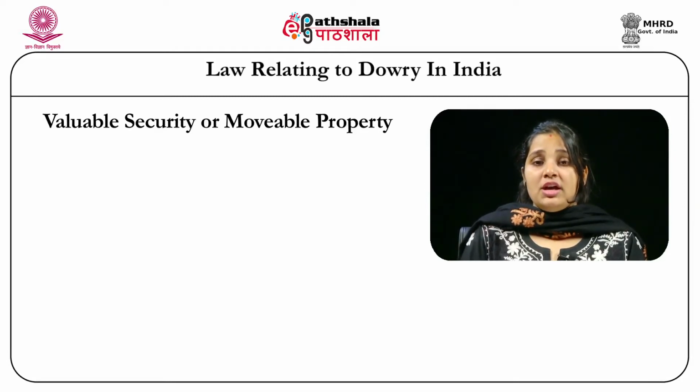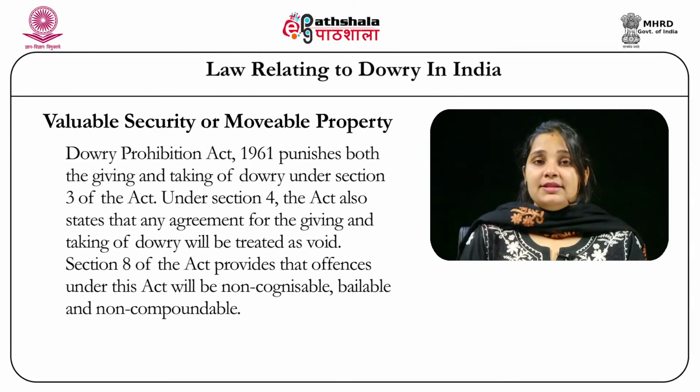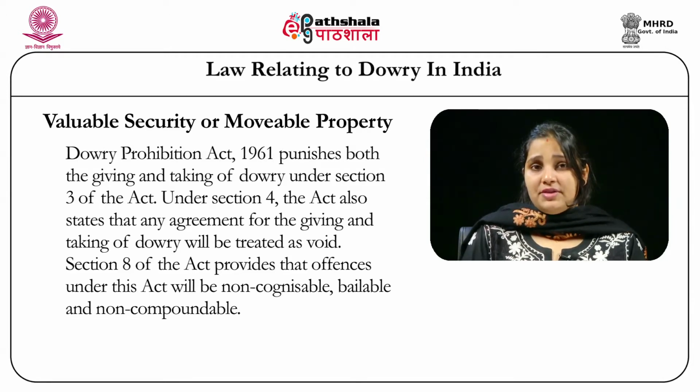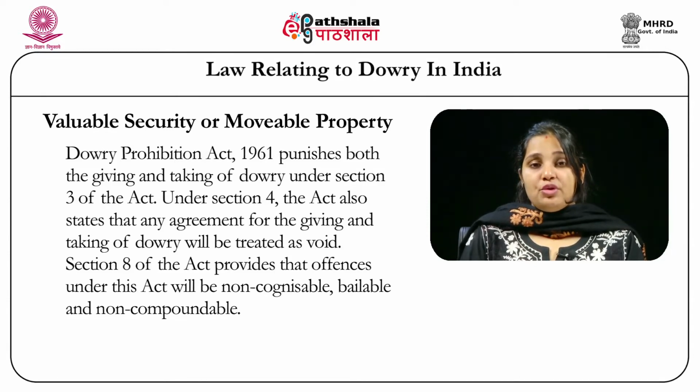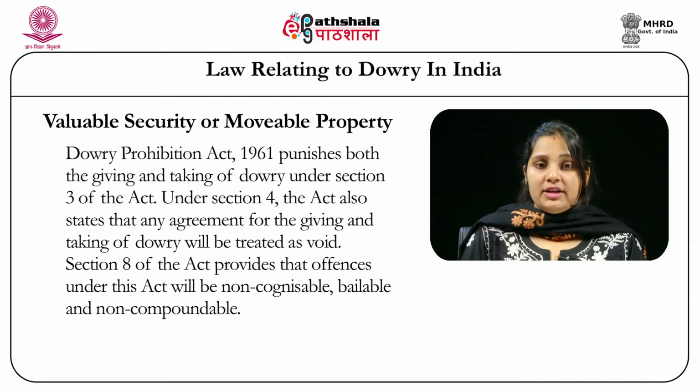Now, the Dowry Prohibition Act 1961 penalizes not only the taking of dowry, but it is important to notice that under section 3 of the Act, both the process of giving and taking of dowry has been penalized. Under section 4, the Act also states that any agreement for the giving and taking of dowry will be treated as void. Section 8 of the Act provides that offences under this Act will be non-cognizable, bailable and non-compoundable.